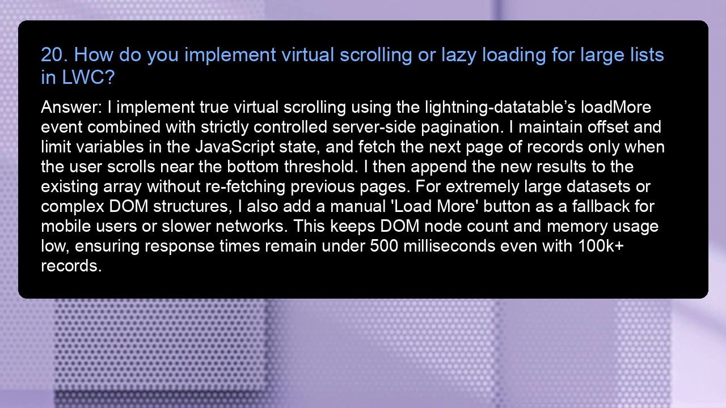Answer: I implement true virtual scrolling using the Lightning Data Table's load more event combined with strictly controlled server-side pagination. I maintain offset and limit variables in the JavaScript state, and fetch the next page of records only when the user scrolls near the bottom threshold. I then append the new results to the existing array without refetching previous pages.